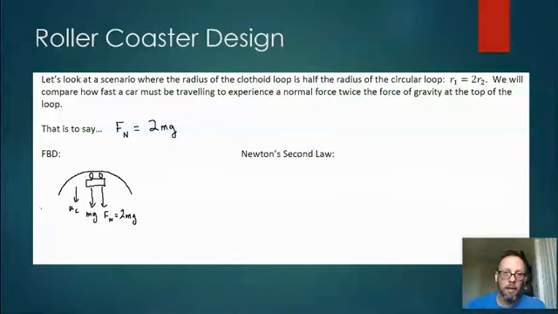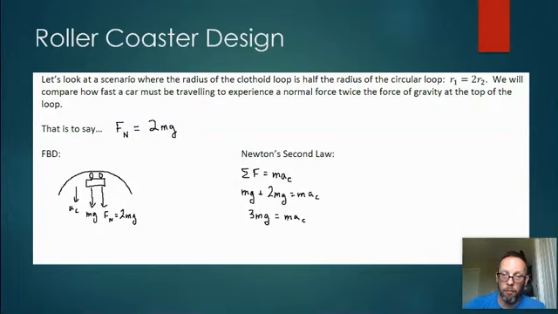So let's analyze this with Newton's second law, and get an expression for the speed necessary to experience that force. Sum of forces equals mass times centripetal acceleration. Here we have the gravity plus the normal force, which we said is 2 times the force of gravity. Notice those are like terms, so we can add those together and get 3 times mg equals mass times acceleration.